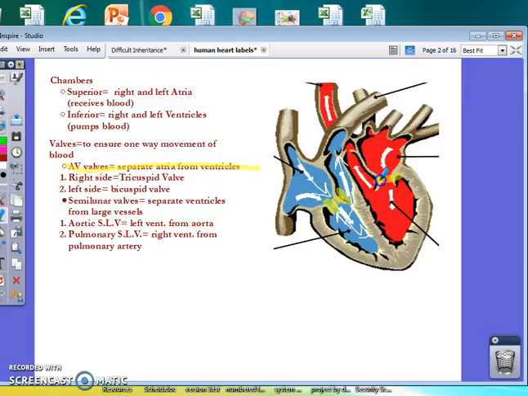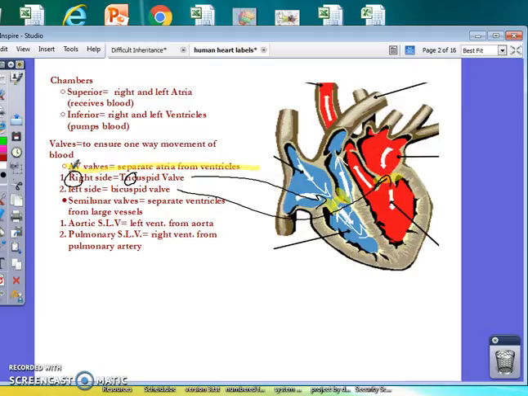And here are the two AV valves right there. The valve that's on the right side is called the tricuspid valve, and the valve that's on the left side is called the bicuspid valve. What I try to do to remember that is I take the RI of tri and link it with the RI of right, and that way I can marry those two together, knowing that the tricuspid valve is on the right side. The reason it's called the tricuspid valve is because there are three flaps of tissue that close, and we'll see those when we look at the pig hearts.